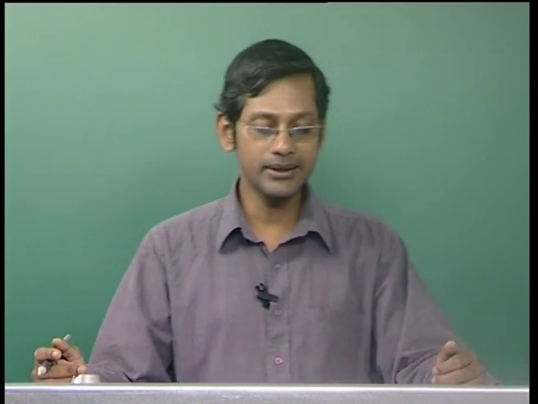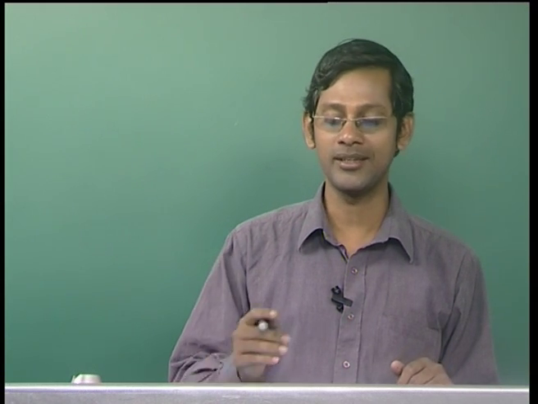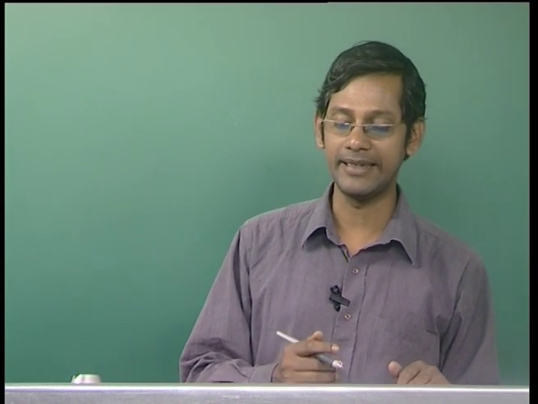So this is the yield in the XPS and kinetic energy plot. You can see N-type and P-type have a distinct position of the peaks, and the energy difference between these two peaks is about 0.6 electron volts. So that means XPS is so sensitive that it can also detect this much of an energy spread when you dope the silicon to make it N or P type. The small shift is sufficient to let us know that it is indeed n-type or p-type.